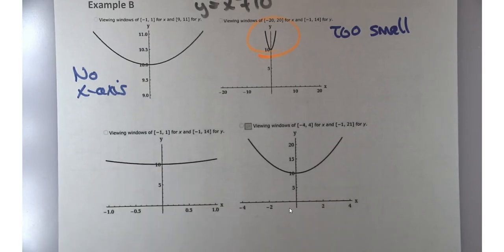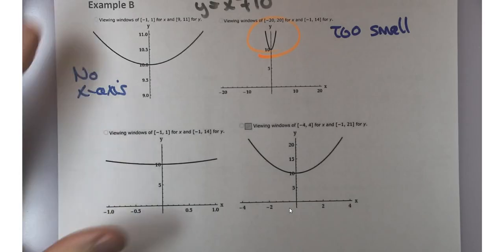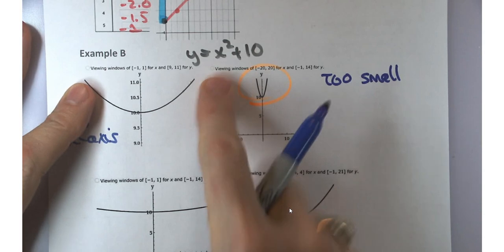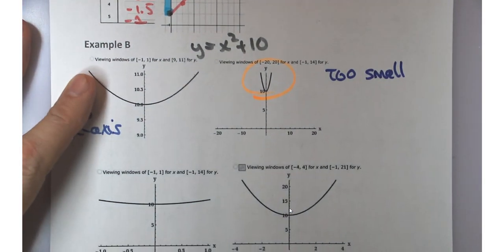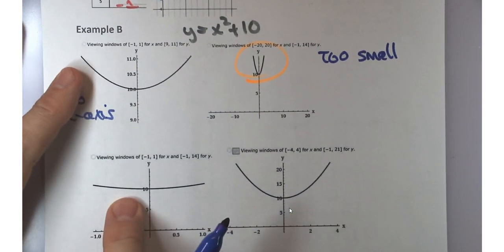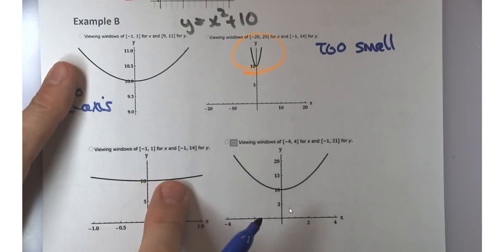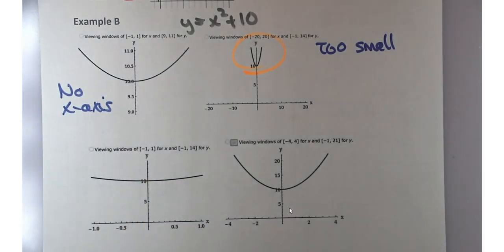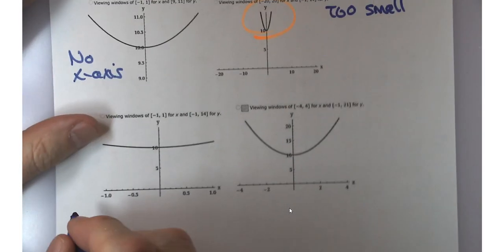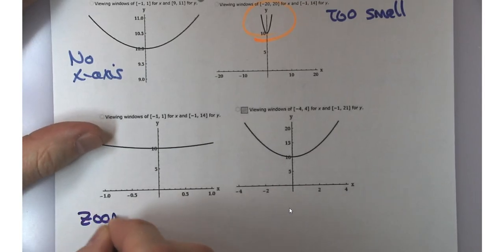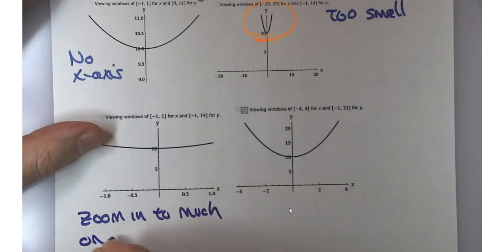You're zoomed in too much on this one because it looks almost like a straight line, even though, wait a minute, that's a parabola. That's going to have a kind of U shape. Not a perfect U shape, but a little bit of a U shape, and you're not seeing that there. It looks almost straight. So you're zoomed in too much on the x-axis.